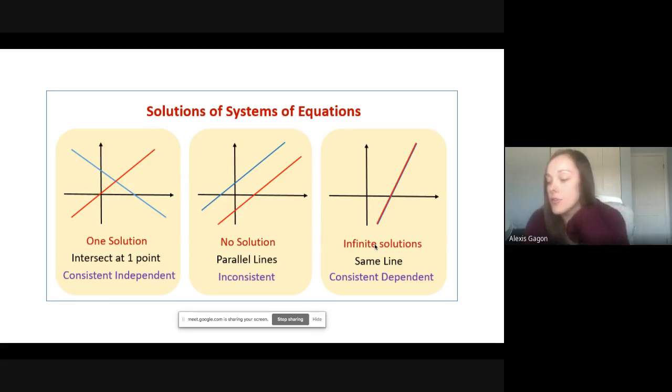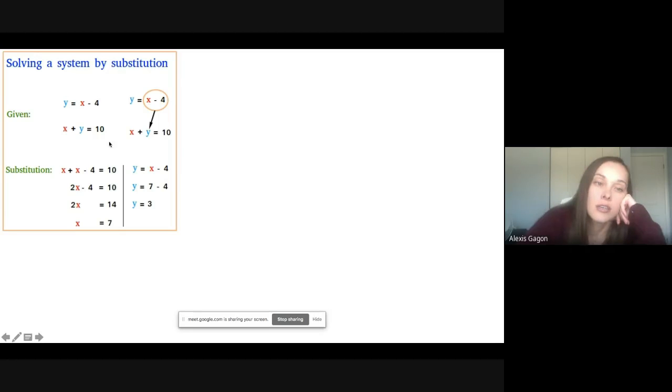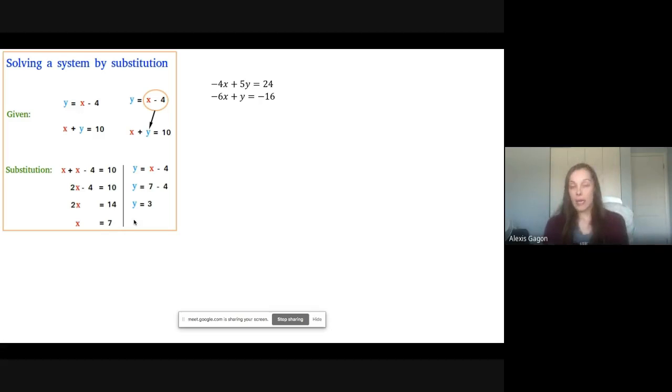For those of you just joining, I started recording at the beginning, so you can go back and look at it if you need to. Now, solving systems by substitution. Basically, you're going to be given two equations. In this case, one of them was already solved for y, so we can plug it in and finish solving. I want to do this example. If you have paper, pull it out and do it with me.